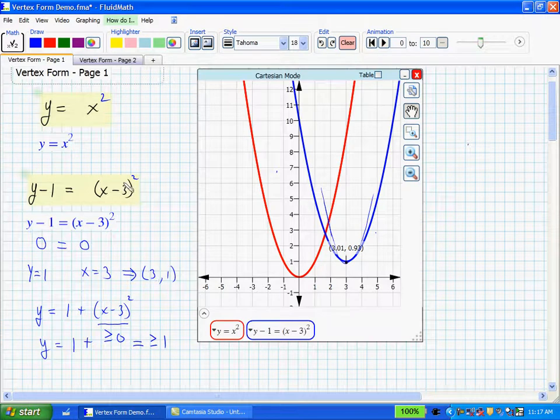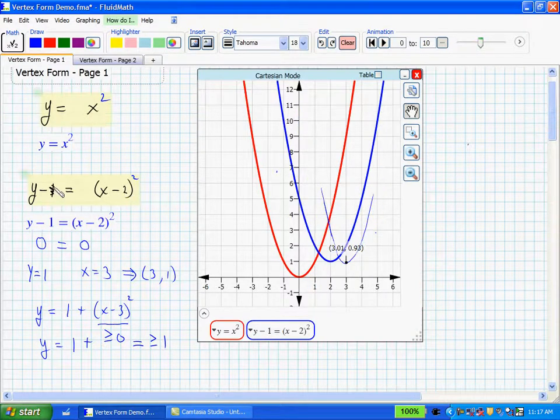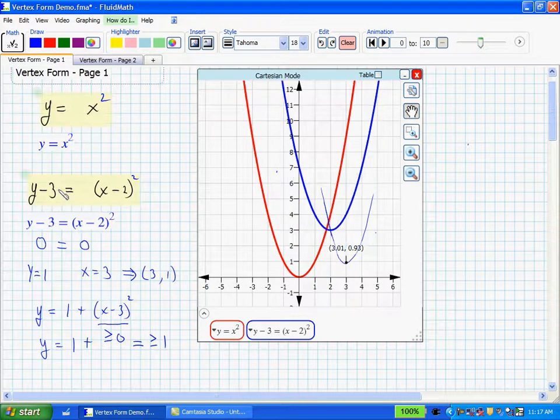Well, what happens if we play around a little bit with these numbers? If we change this number to a 2 and this number to a 3. Well, now the vertex is (2, 3). When x equals 2, we get a 0, and when y equals 3, we get that side equals 0, so it goes through the point (2, 3), and that's the vertex, and it has the exact same shape.